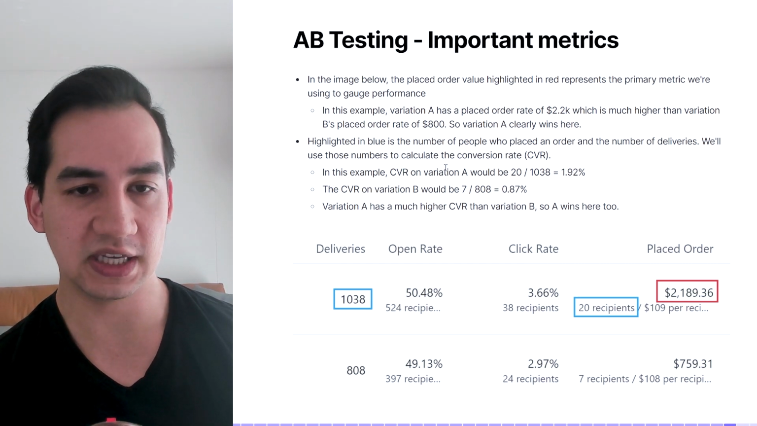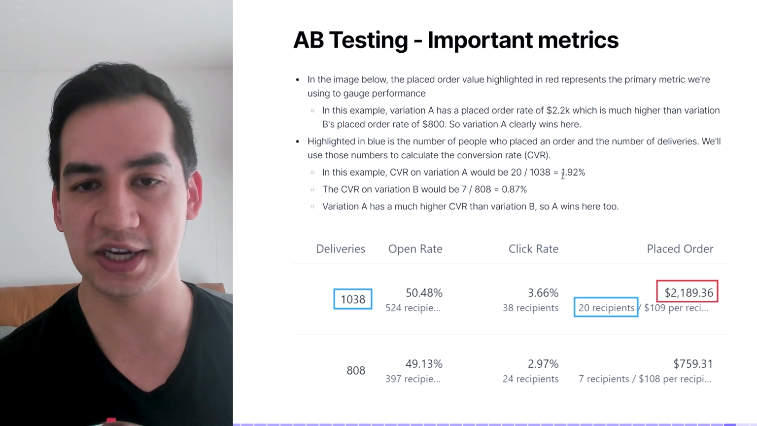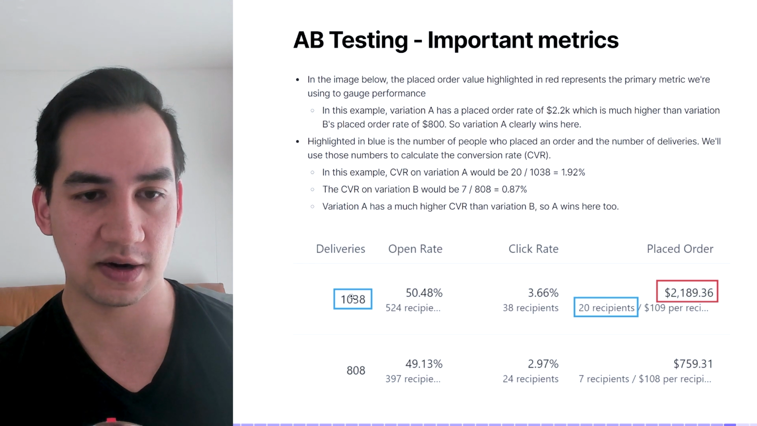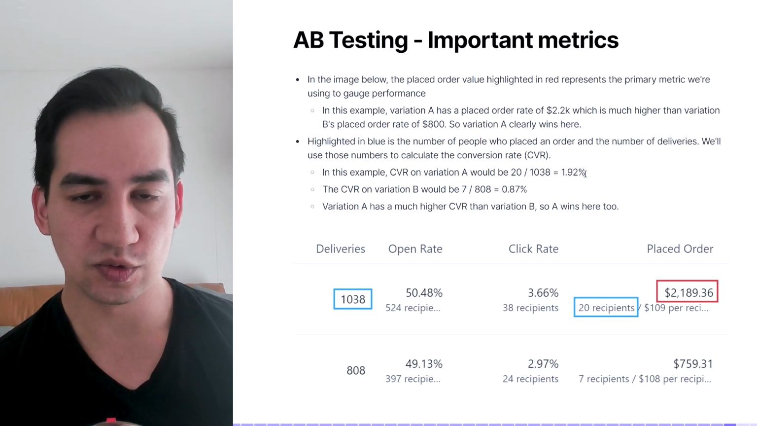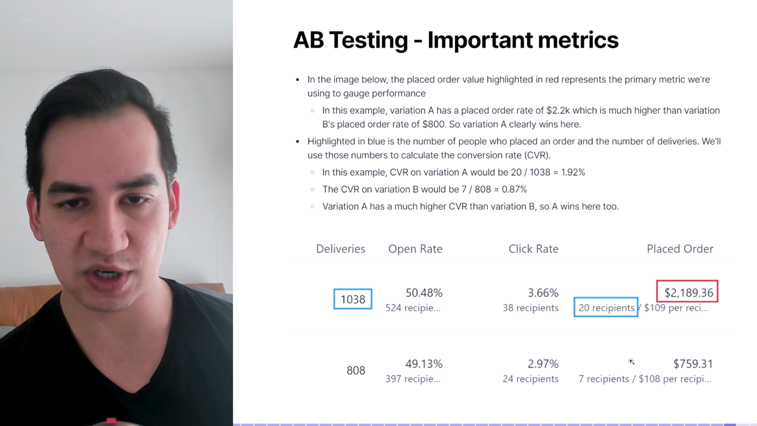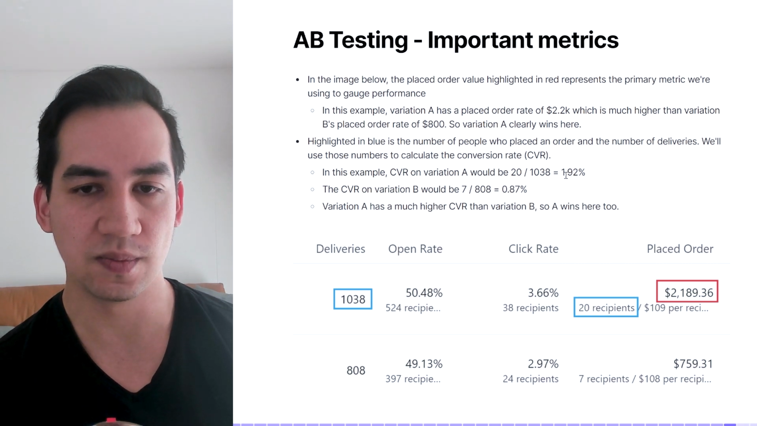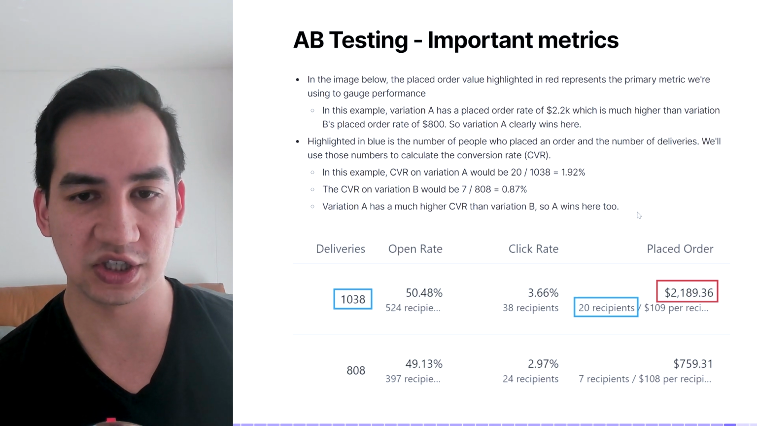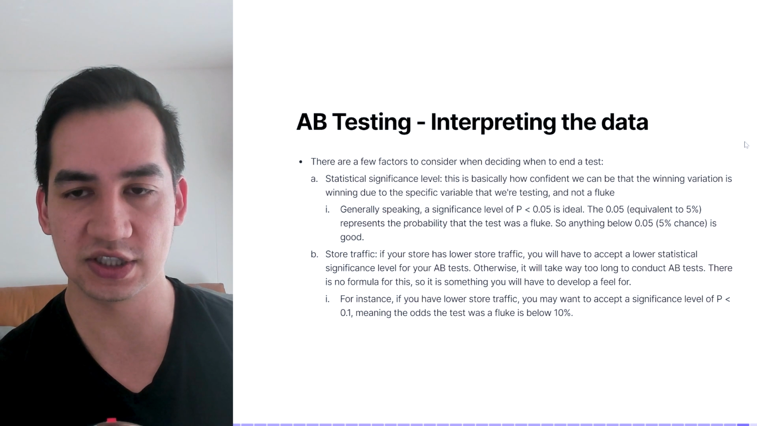In this example, the conversion rate on variation A would be, and here's sort of the equation, we're essentially dividing the number of recipients who placed an order by the number of people it was delivered to. Conversion rate is 1.9%. The conversion rate on variation B using that same equation is 0.87%. So a massive difference here. Variation A has a much higher conversion rate than variation B, so A wins here too. So clearly we're going to go with variation A here, just as an example.